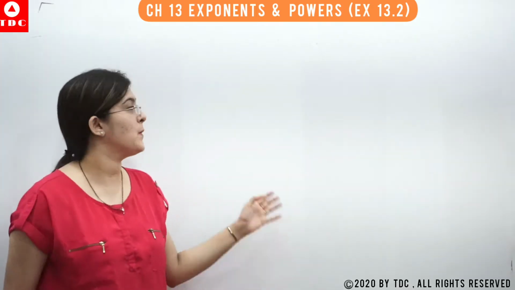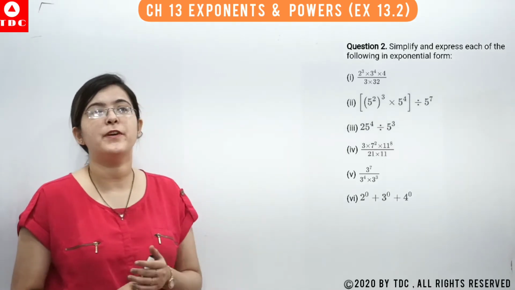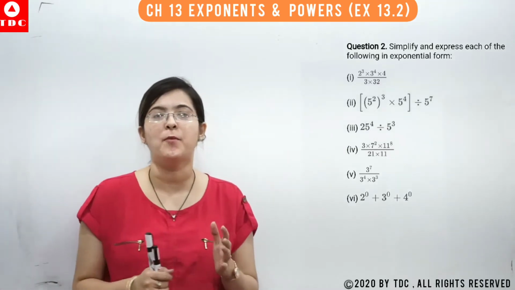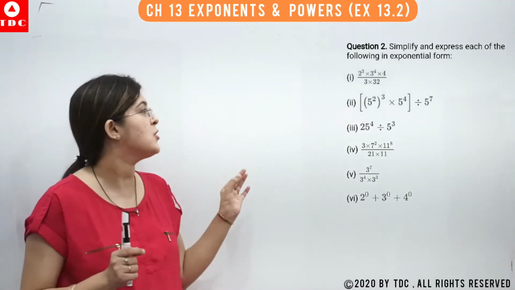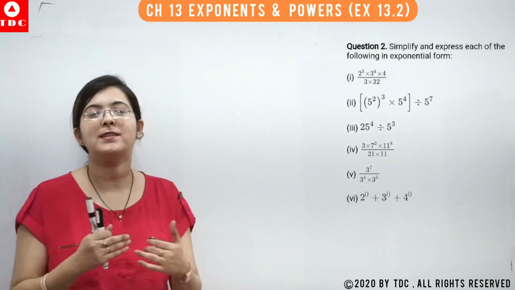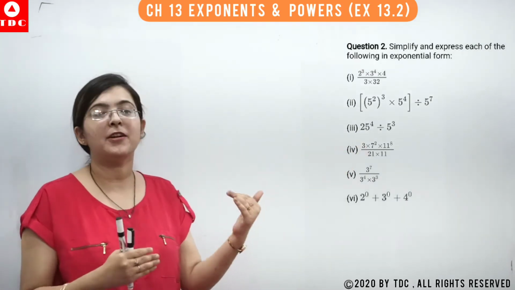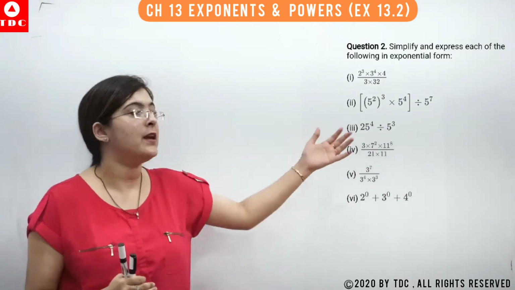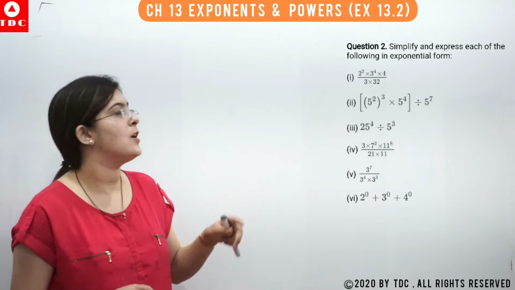Students, let's begin question number 2. It says simplify and express each of the following in the exponential form. These questions are very important, and you need to practice them more, okay? Because they are not just easy to put an identity and solve it. Here we will require 2-3 laws to be put here and to be simplified further. So let's see how to solve this.